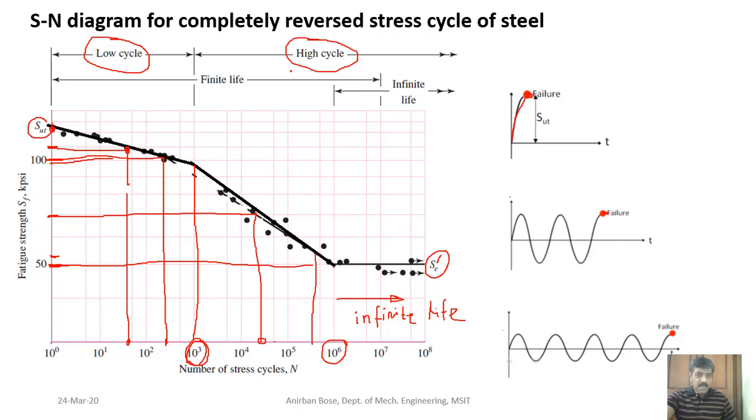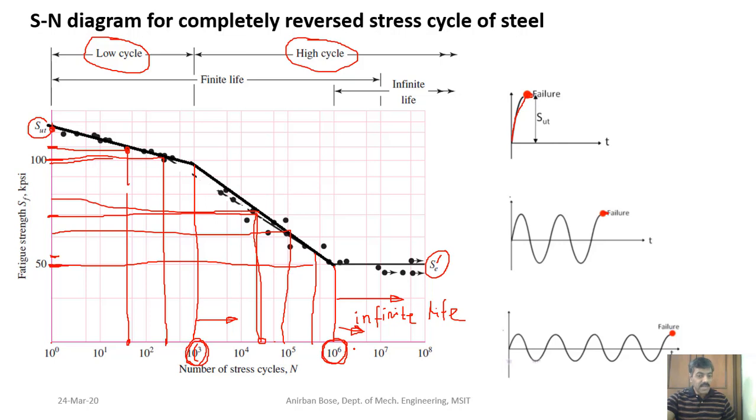Similarly for high cycles, you see which region is high cycle. If the life of the sample is more than 1000 cycles, then it is under high cycle fatigue. In high cycle fatigue, we can get two different regions. From 1000 to a million cycles, we can define the fatigue strength for a particular number of cycles or a particular life. But if it is more than a million cycles, then it is infinite life.